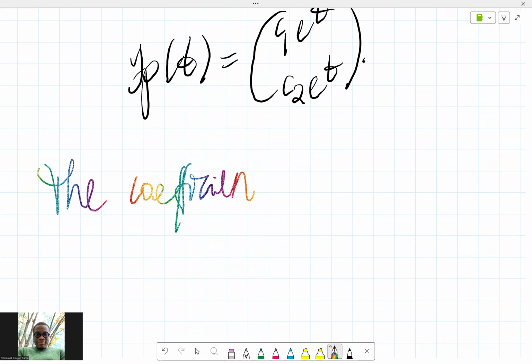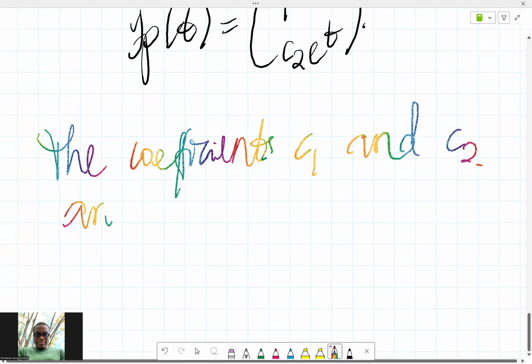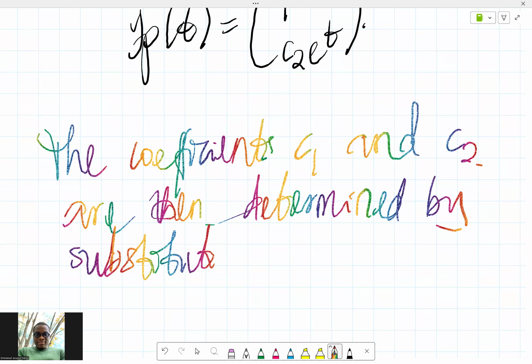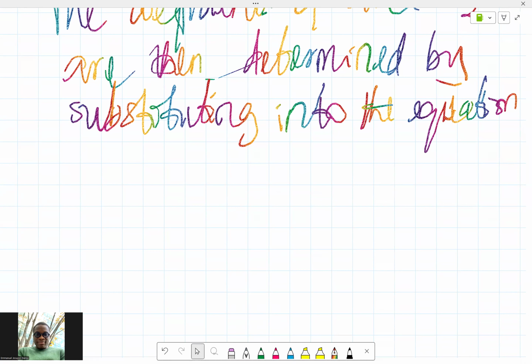So you can see c1 and c2 are undetermined, and that is the essence. The coefficients c1 and c2 are then determined by substituting into the equation. We've done this before for second order problems. It's the same thing, except that now we have a system of equations.